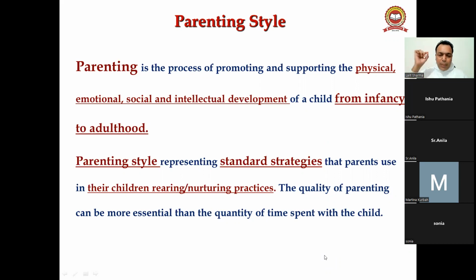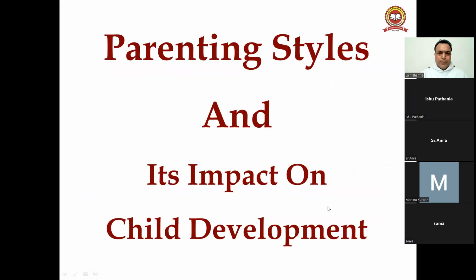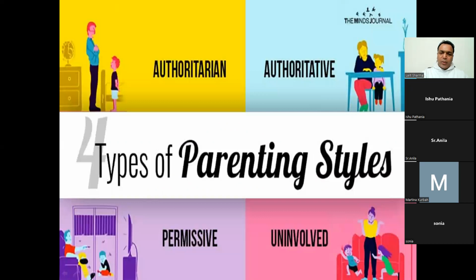The quality of parenting can be more essential than the quantity of the time spent with the child. Next, we do parenting styles and their impact on child development, meaning what the styles of parenting are and the impact of each style on child development. See in this picture, the types of parenting styles. You can see four types. One is authoritarian, second is authoritative. There is a difference between the two. Both are not the same.